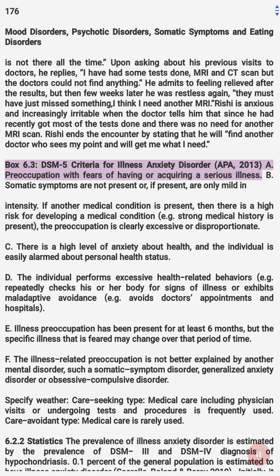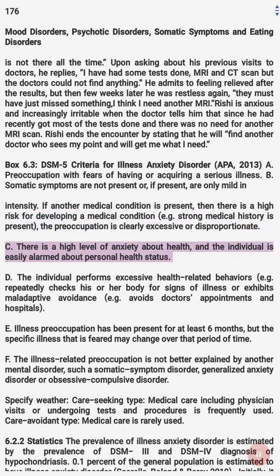Box 6.3. DSM-5 Criteria for Illness Anxiety Disorder, APA, 2013. A. A preoccupation with fears of having or acquiring a serious illness. B. Somatic symptoms are not present or, if present, are only mild in intensity. If another medical condition is present, or there is a high risk for developing a medical condition, for example, a strong family history is present, the preoccupation is clearly excessive or disproportionate.